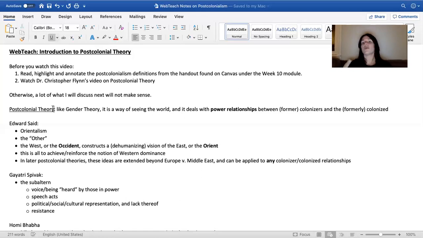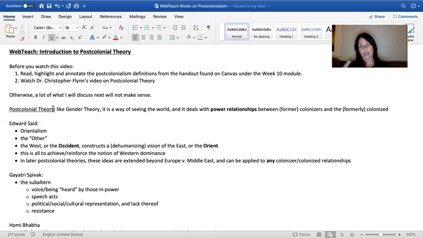He coined the term Orientalism, and Orientalism is a whole text, a whole series of texts in which he talks about a variety of things. But essentially what he's talking about is how the West has controlled an image of the East.